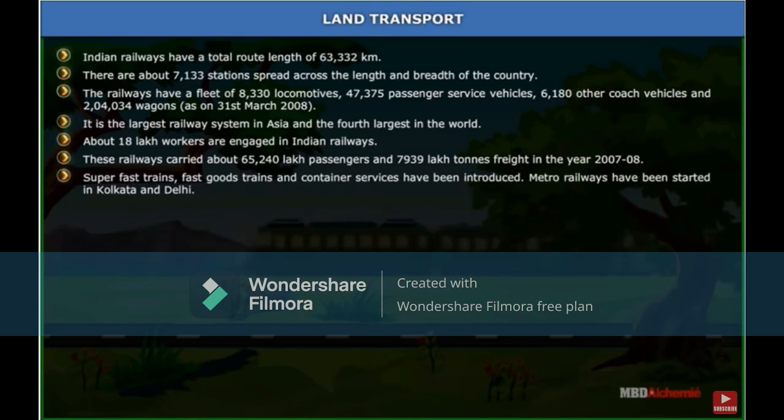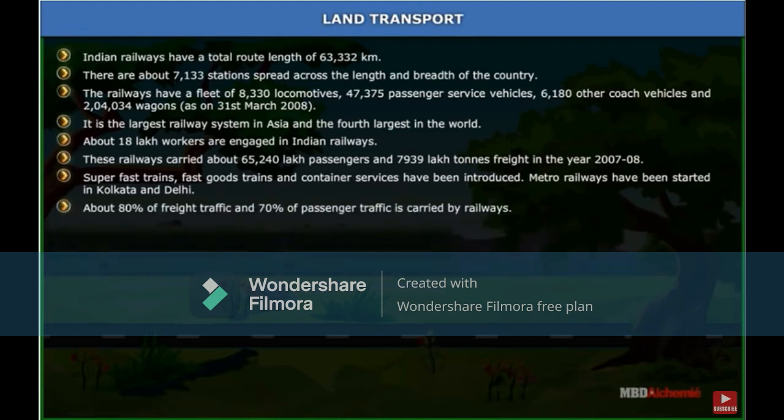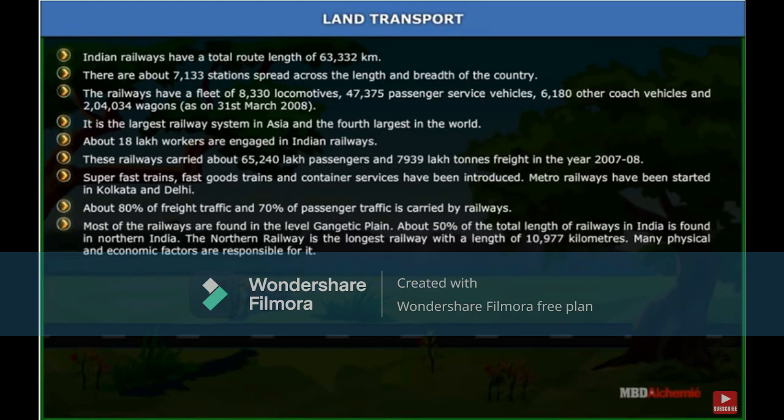Superfast trains, fast goods trains and container services have been introduced. Metro railways have been started in Kolkata and Delhi. About 80% of freight traffic and 70% of passenger traffic is carried by railways. Most of the railways are found in the level Gangetic Plain. About 50% of the total length of railways in India is found in northern India.